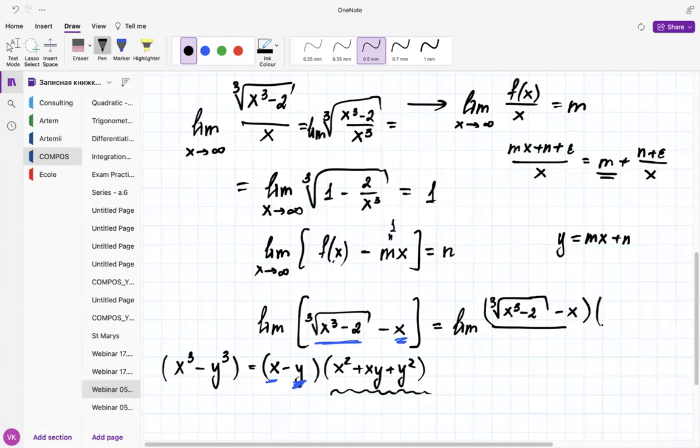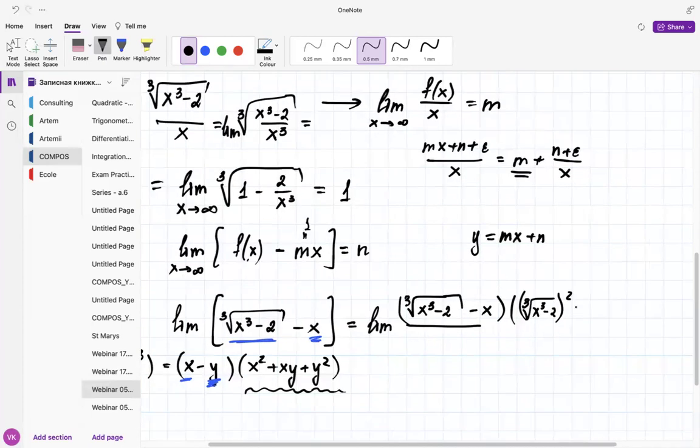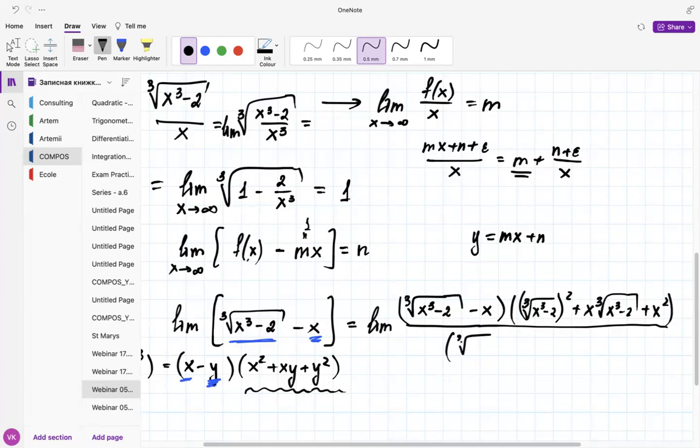Then I multiply by the square of this, the cube root of x cubed minus 2 squared, plus the product of the cube root of x cubed minus 2 and x, plus x squared. And at the same time, I divide by this same expression, which is actually non-zero. You can easily check that this never can be zero or even negative, right? So that's my expression here.